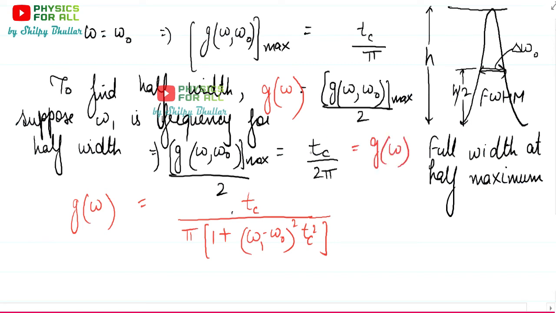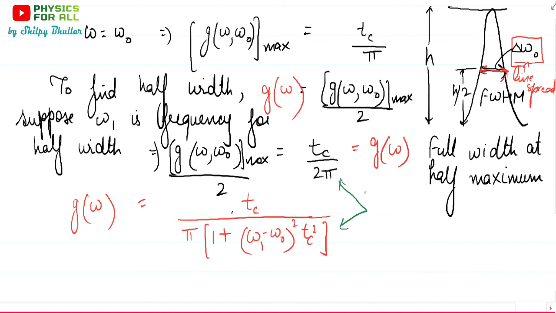Just by putting the values, we have found this value. Just by substituting the half of g(omega), we know what is g(omega, omega naught) max, and we are interested in half of this value. So this is Tc by 2 pi. We have obtained this numerical value. And by the general expression for g(omega, omega naught), we obtain this. The only difference is that I have now written omega 1, because we are interested in frequency omega 1, where we will obtain half of the maximum intensity, and that is the full width at half maximum that we are interested in. That would give us the delta omega naught, which is the line spread. So usually the line spread is always at half of the maximum. So we study full width at half maximum. Now these two values are same.